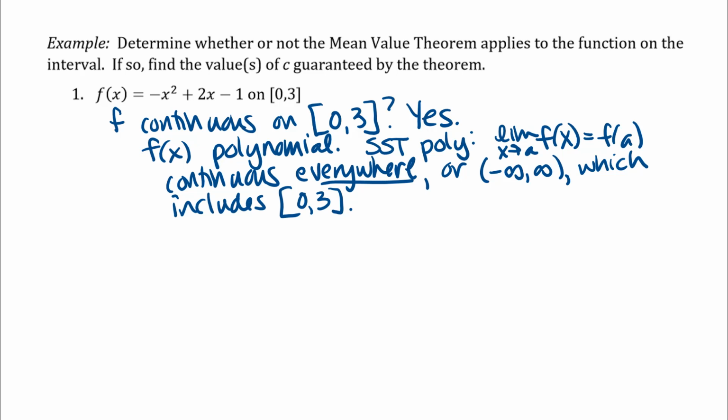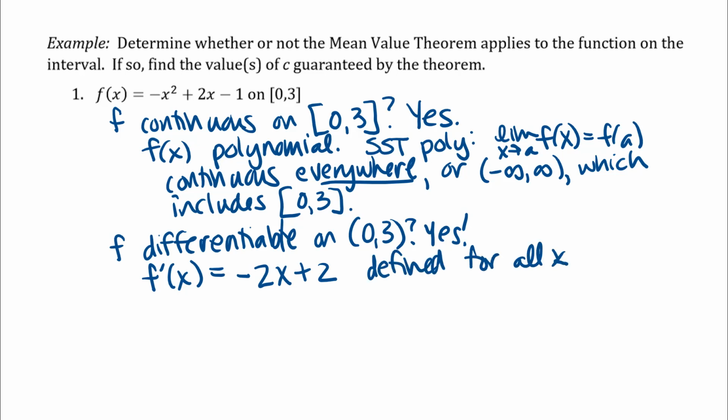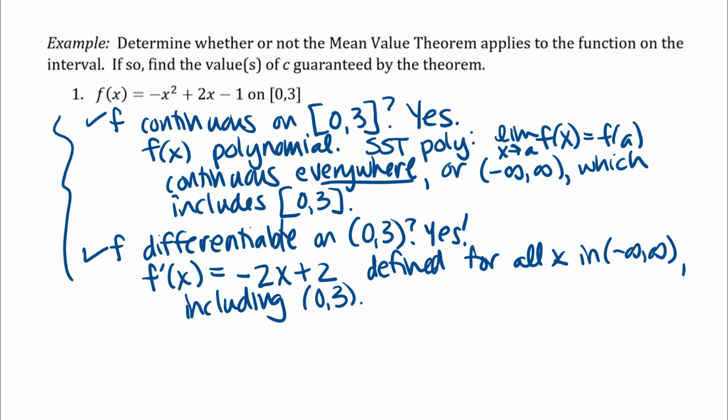All right, the other condition that I need to check is that f is differentiable on the open interval. It is. One way to justify that is to actually find the derivative. We know some shortcut rules here, so f prime of x is negative 2x plus 2, and that is defined for all values of x, which includes the open interval 0 to 3. Okay, so both of those conditions are met, so the mean value theorem does apply to this function.